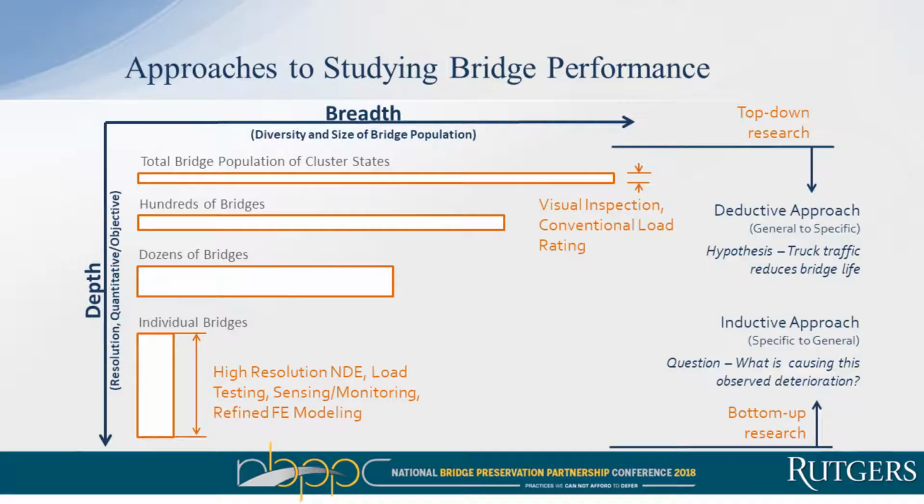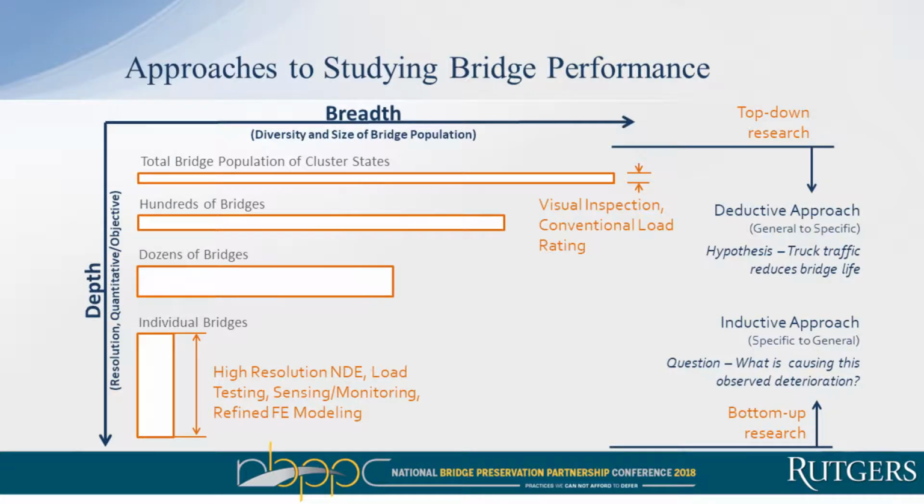And there's a couple ways that we can study bridge performance, right? And this is very generic. But on the one hand, you have approaches where we're collecting data from huge numbers of bridges. Think 600,000 bridges in the country. We're collecting some information from them. And on the other end of the spectrum, we're collecting information from only a very few bridges, but we're collecting a lot more information, right?